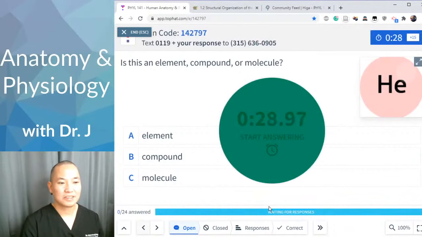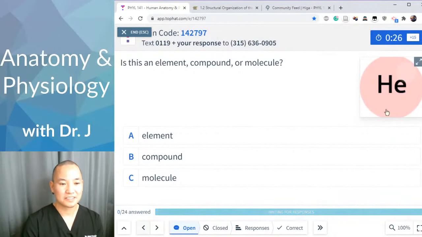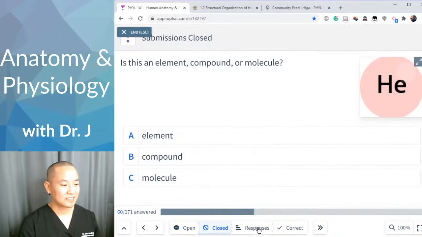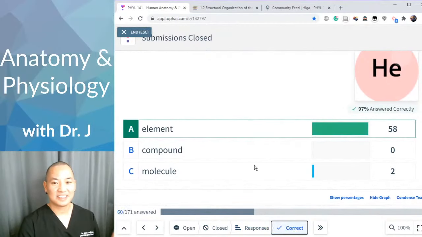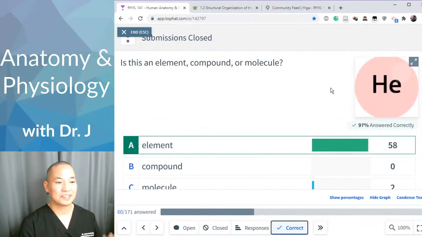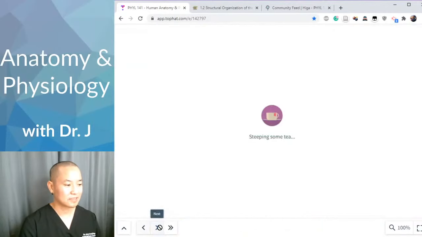Okay, is this an element, compound, or molecule? All right, so again, don't worry if you missed it. Most of you said it's an element, some of you said it's a molecule, and it is an element. Why? Because one, there's only one atom in this, and two, it's only a helium atom. Right, next one.